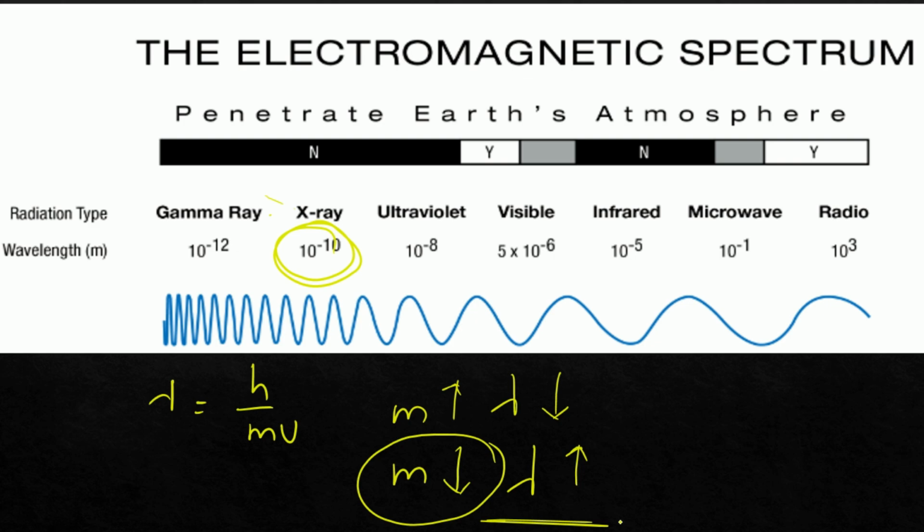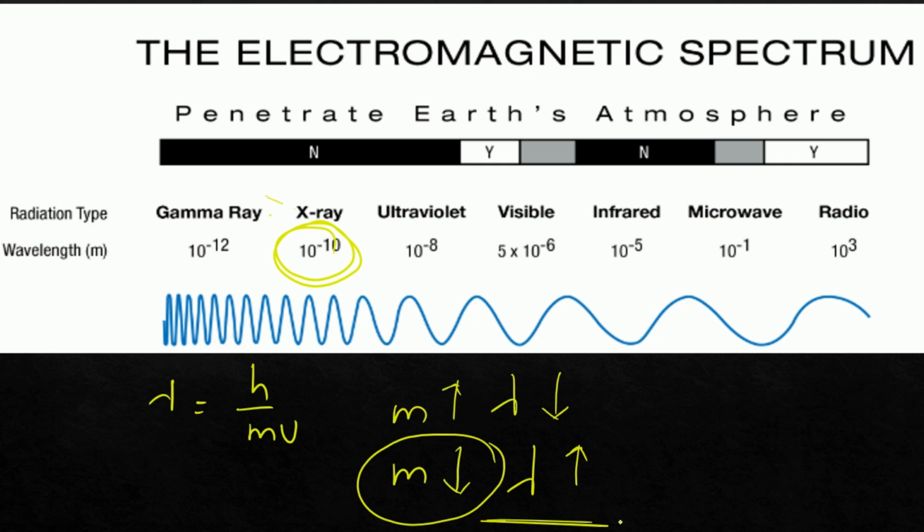That is the conclusion. For the tiny particles, the wavelength will be significant, but not for the objects which we are seeing in our day to day life, like balls and other objects. We can calculate wavelength, but it is not significant. For any object, you can calculate wavelength, but it is not significant.